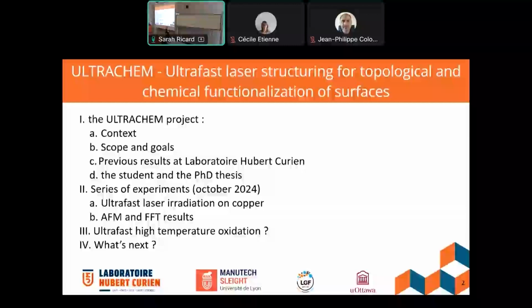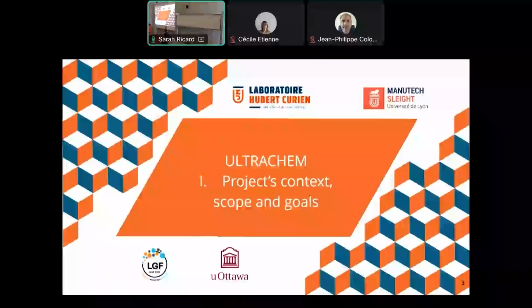Then talk about what's already been done on the experimental side during a campaign of 3 weeks in October, and then I'll talk about what makes this project really special, meaning what I call ultrafast high temperature oxidation. I'm still doing research on that, but just to introduce the issues. And then I'll talk about what's next, so where we are right now in the Ultracam project and where we are going. So firstly, the context.